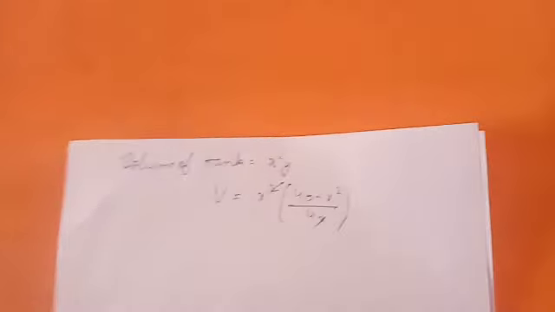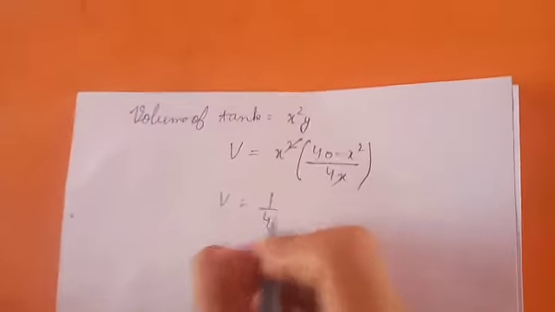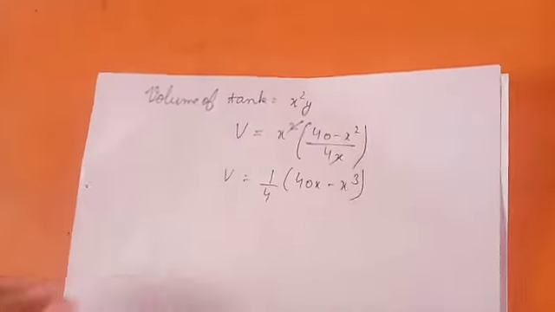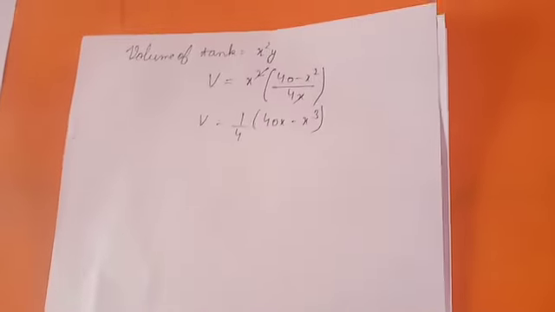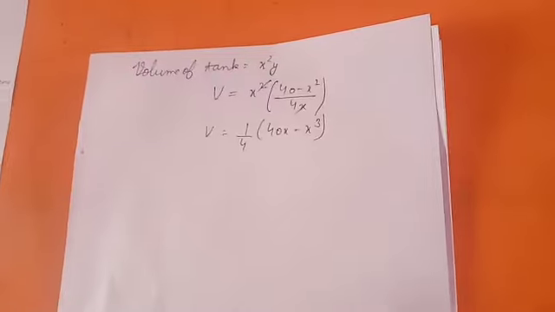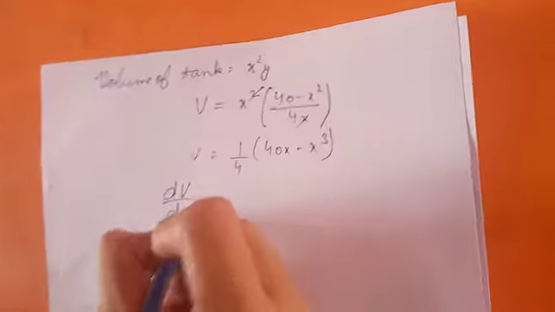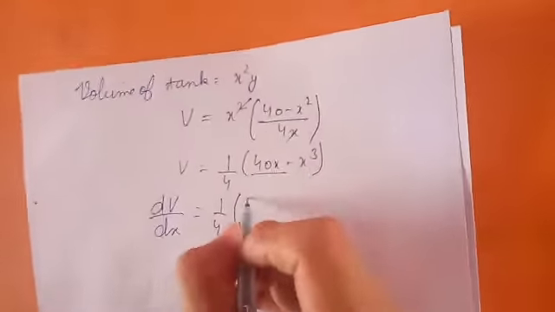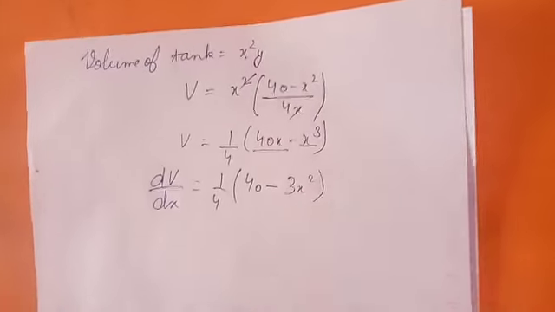Cancel this, so V is equal to 1 by 4 into (40x minus x cube). Okay, so now my required thing, that is volume, is in one variable, so I can differentiate it. So dV by dx will be 1 by 4 as it is. Differentiation of 40x will be 40 minus, and of x cube will be 3x square.